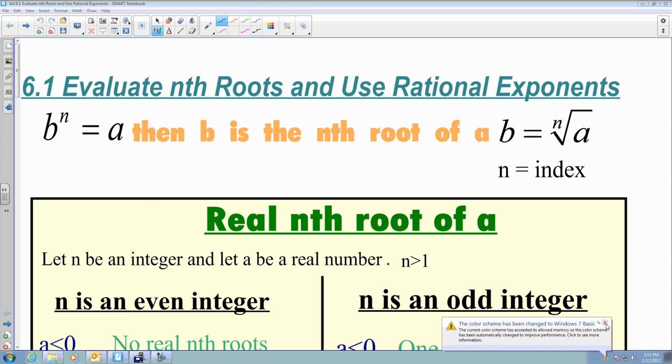Generally, what we're trying to do is find the nth root, where b to the n power equals a. This is where b is considered the nth root, and if b to the n power equals a, we can make the assumption that b equals the nth root of a.